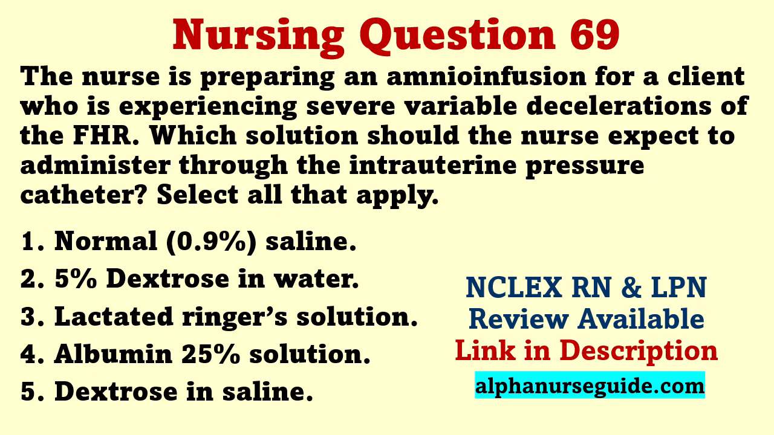The nurse is preparing an amnioinfusion for a client who is experiencing severe variable decelerations of the fetal heart rate. Which solution should the nurse expect to administer through the intrauterine pressure catheter? Select all that apply. 1. Normal saline. 2. 5% dextrose in water. 3. Lactated Ringer's solution. 4. Albumin 25% solution. 5. Dextrose and saline.